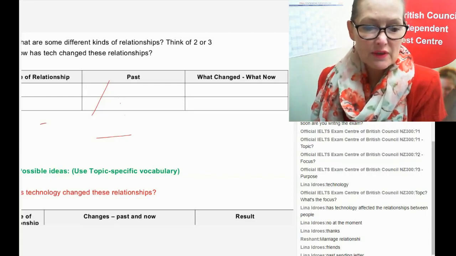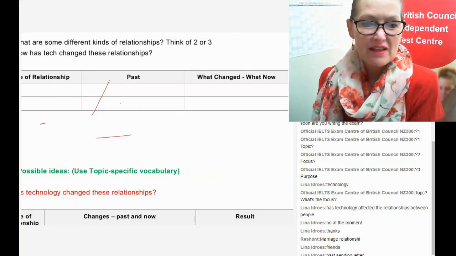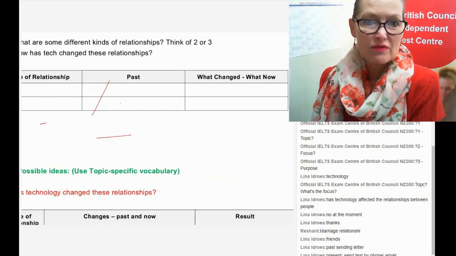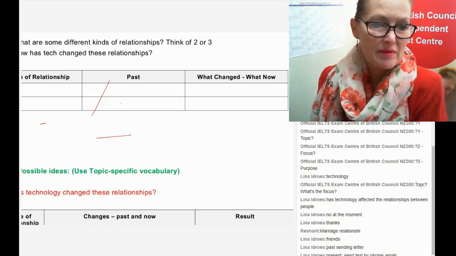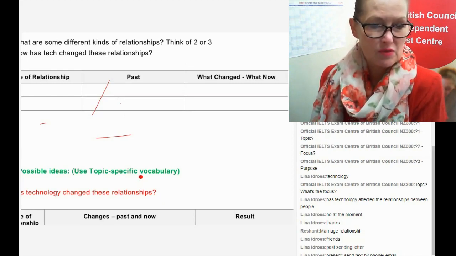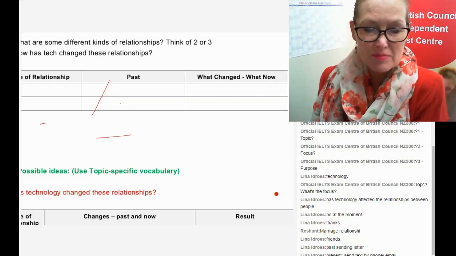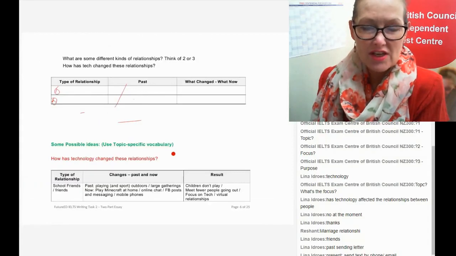All right, so very quickly I want you to think about what are some kinds of relationships? Think of 2 maybe, or 3. And just very quickly make a little note, or you can type it straight into the chat box if you want to. What type of relationships do we have? What different kinds of relationships? And how has tech changed these relationships?